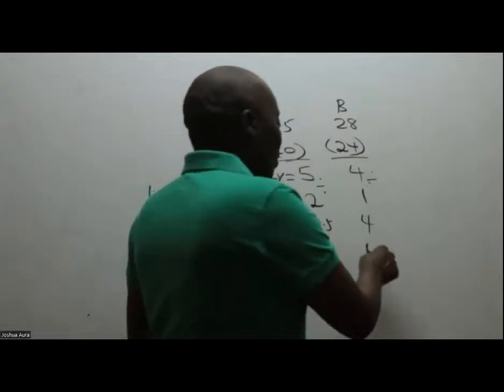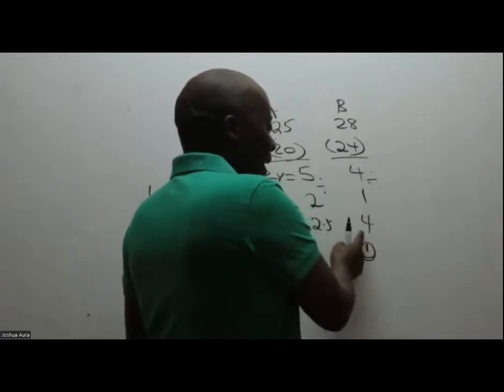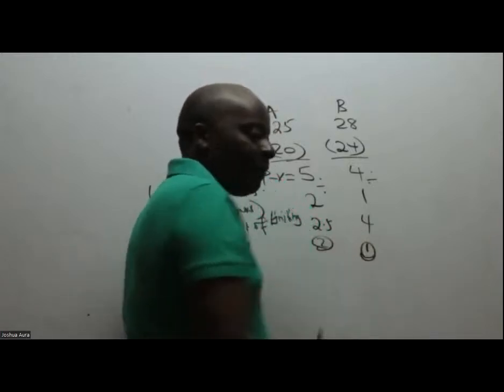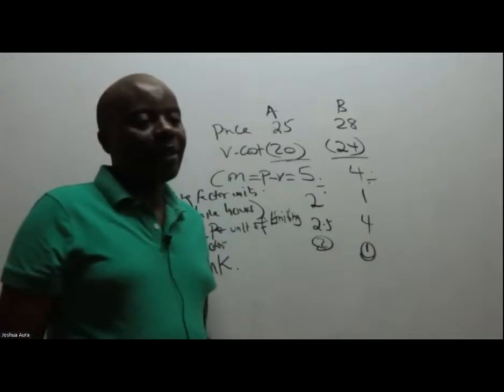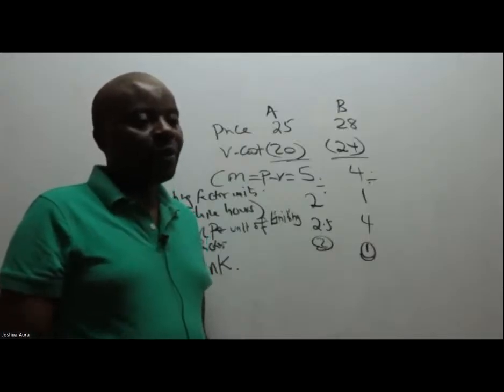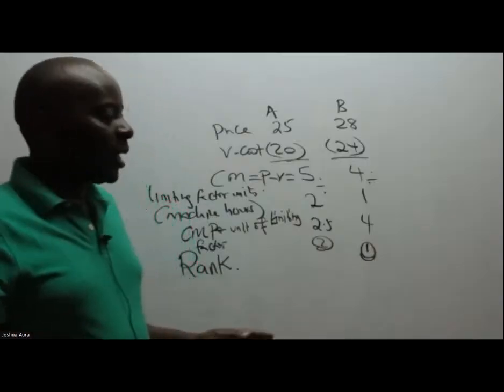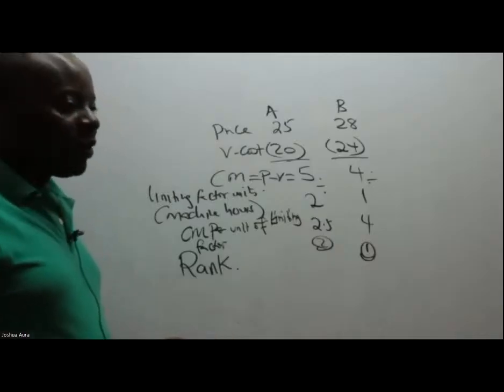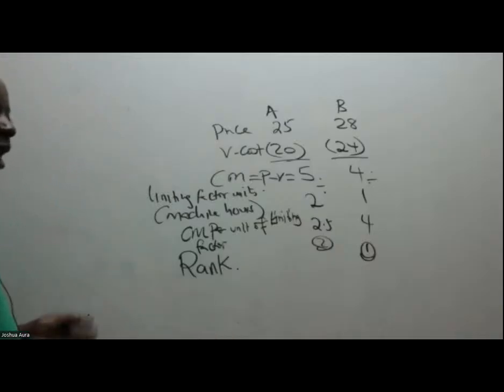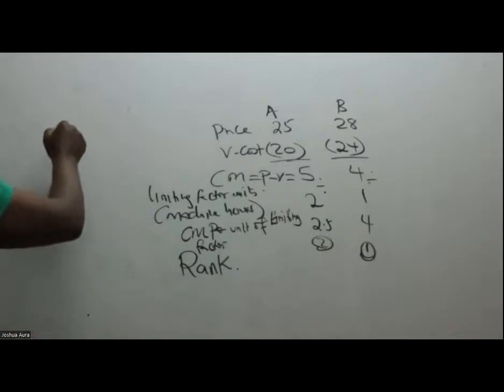So this takes up position number 1 because it has a higher value. This takes up position number 2. So you rank them like that. So of course, having ranked, now we should be able to go to the last step, which is the production schedule.